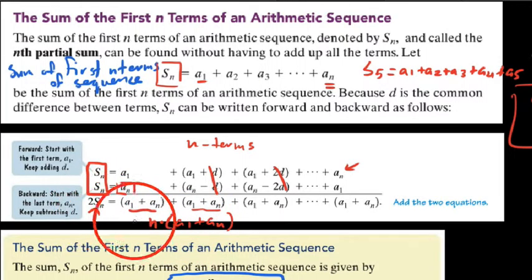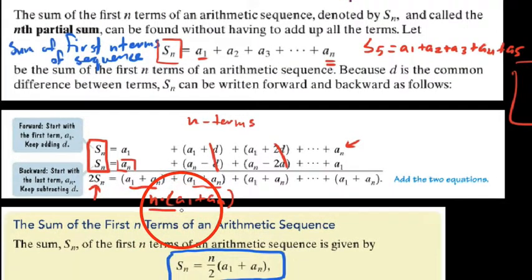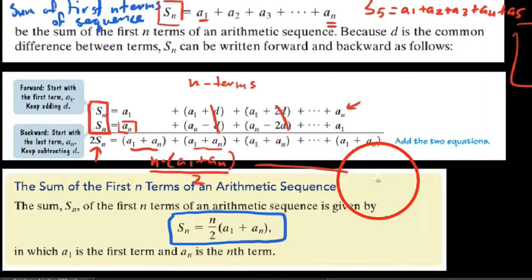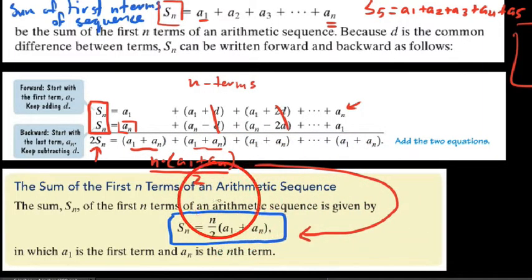But see, here's the thing. That was twice as much as what we need. So we're going to divide this all by 2. And what you see is we arrive at what we get here. And it's a little bit different form of the same thing I've just written. But it basically says the sum, or S sub n, of the first n terms of an arithmetic sequence is given by this. And so what it indicates is what we need to know are these 3 things.